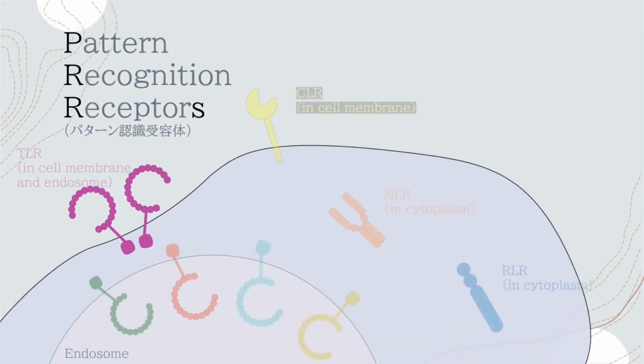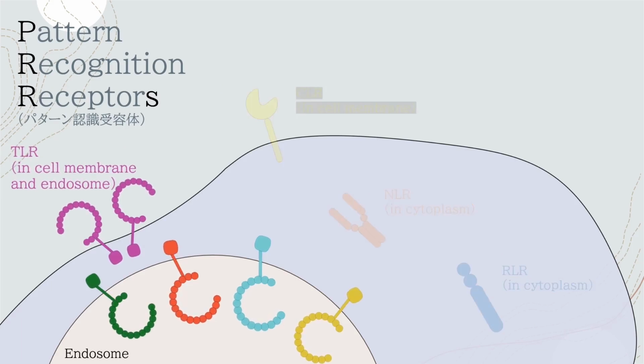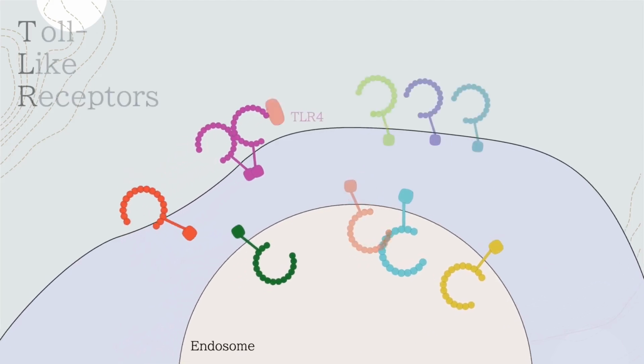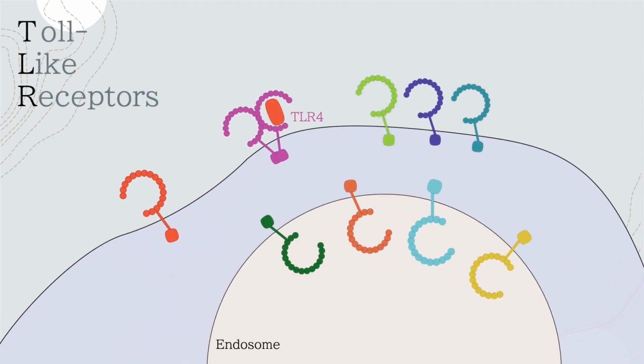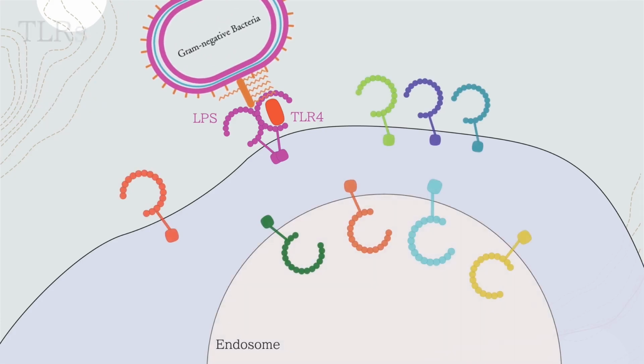There are various types of PRRs, and each PRR recognizes a rough pattern of pathogens. For example, toll-like receptors, C-type lectin receptors, NOD-like receptors, and RIG-I-like receptors. There are some types of TLR. Let's introduce them according to the difference in their binding partners. First, there is TLR4, which recognizes lipopolysaccharide, a component of the outer membrane of gram-negative bacteria.